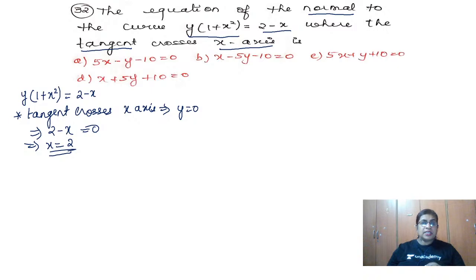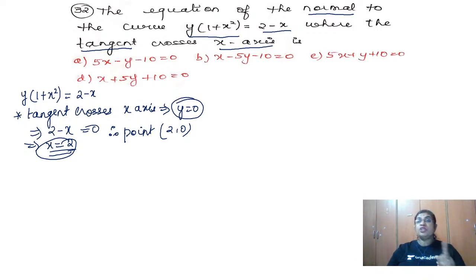Now substitute this x value equal to 2. So the point: y is 0, x is equal to 2. So what is the point now? Therefore the point is, x is always first in the point, so 2, 0. Okay, now the question is the equation of the normal I have to find. To find the normal equation, I have to find the slope of the normal, isn't it? Yes. So first let me find the slope of the normal, then find the equation.